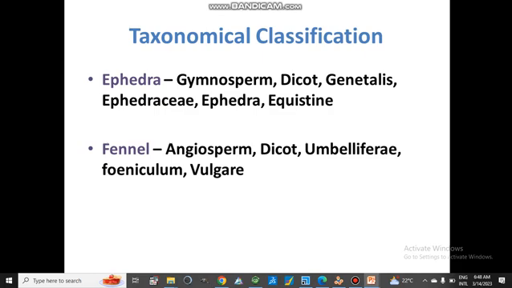Another example is fennel. So fennel belongs to Angiospermae. It is dicotyledon. Its family is Umbelliferae, and its genus is Foeniculum, and species is Vulgare.